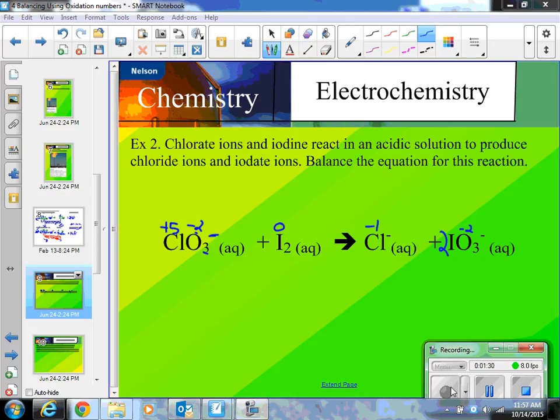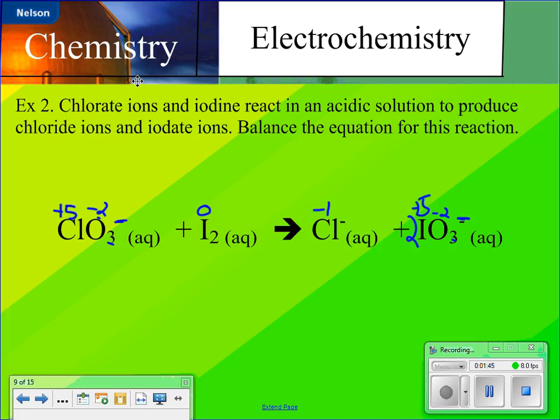Okay, and then for the iodate ion, same thing. Net charge is -1. 3 times -2 oxygens gives me -6. So the iodine's got to be a +5. Now, we've assigned the oxidation numbers. Next step is determine the LEO and GER half reaction. So in this case, we will see both.